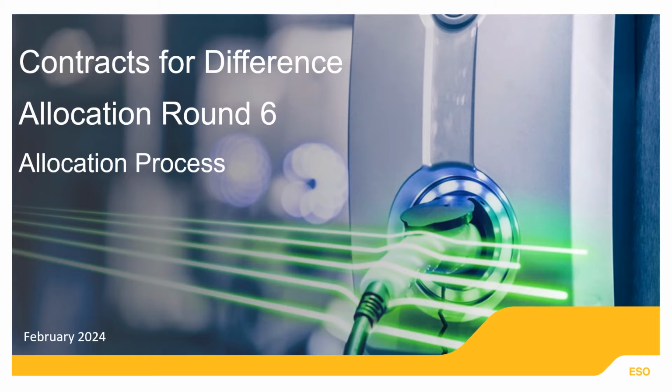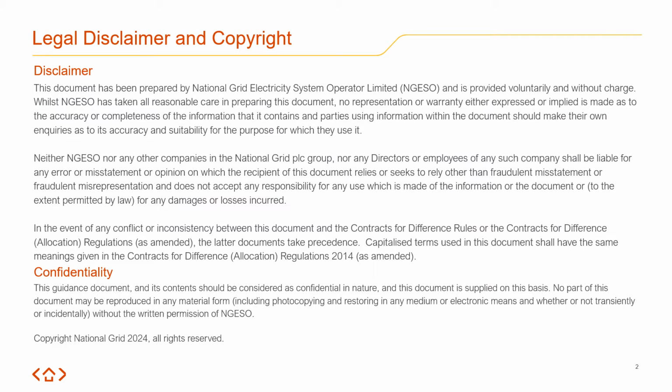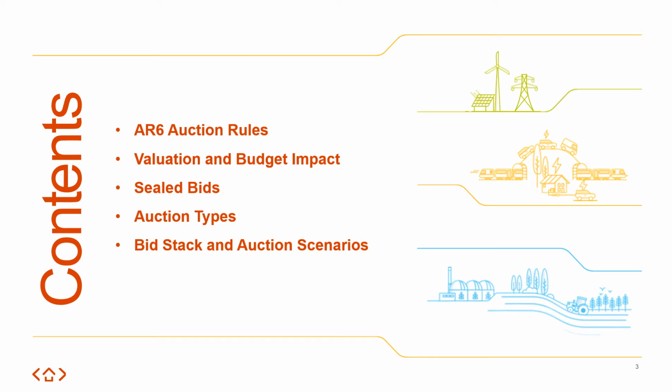In this guidance video, we will cover the auction-related processes that are run by the delivery body in an allocation round. We will cover some of the Allocation Round 6 allocation and auction rules, the valuation formula, and how we calculate individual applications' budget impact, the sealed bid submission process, the different auction types, and then a walkthrough of some interactive auction scenarios to help showcase how the auction works on a basic level.